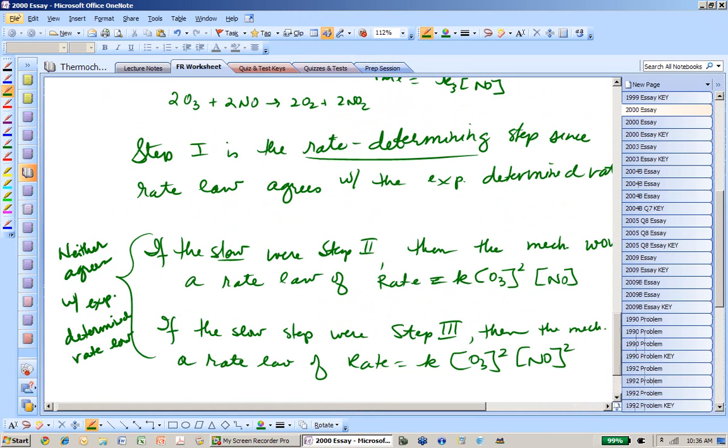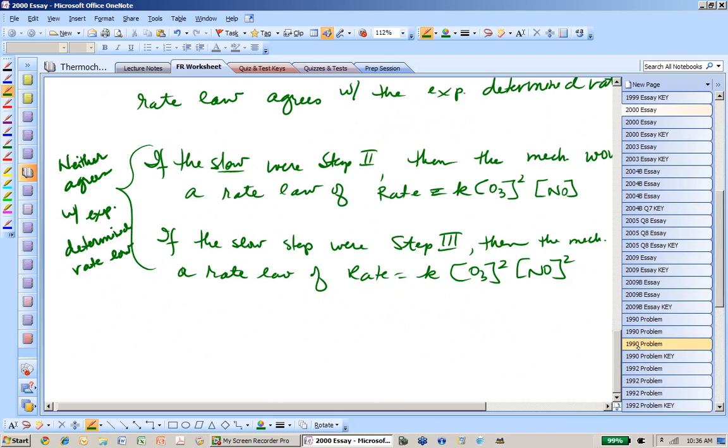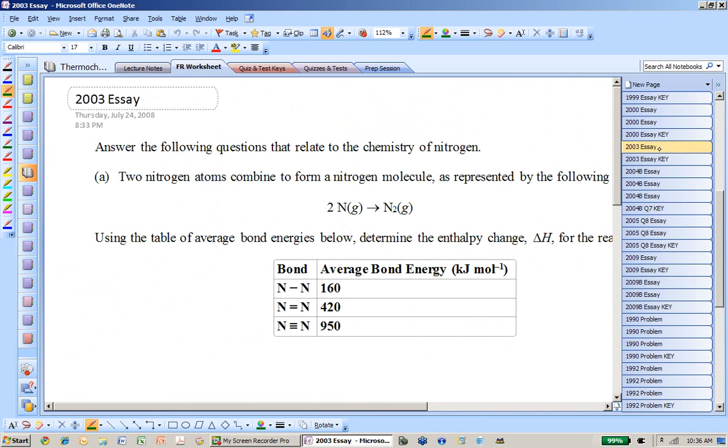I can't tell you how many kids say, oh, this is going to increase, and then give me a beautiful argument for why it would decrease. So you don't get points for that. All right, so that was 2000. So let's venture into 2003.